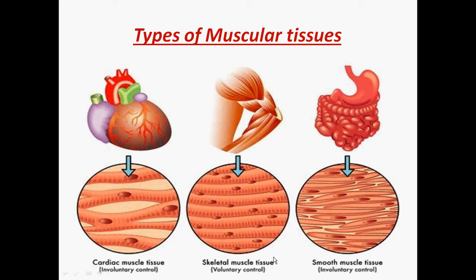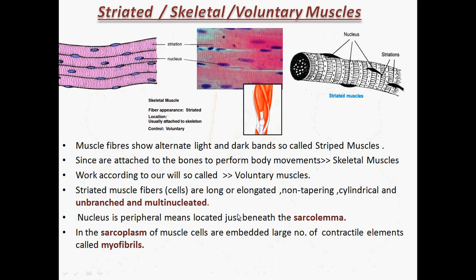These muscles are attached to the skeletons. That is why they are named the skeletal muscle tissue. We also name it voluntary muscle tissue, because it is under voluntary control, or the striated muscle tissue. So our first type of muscular tissue is the striated, or skeletal, or voluntary muscle tissue.